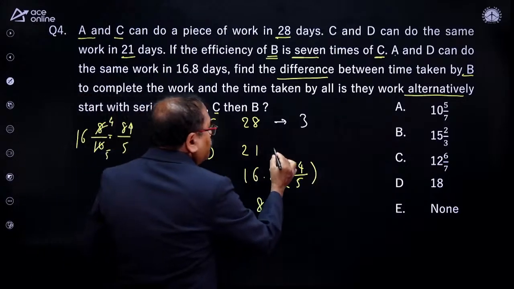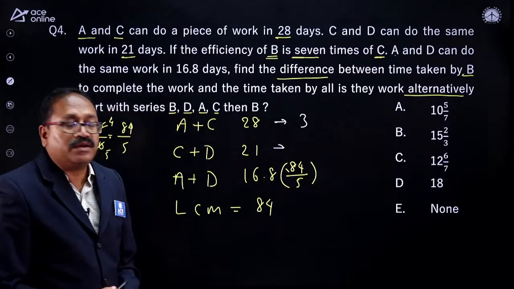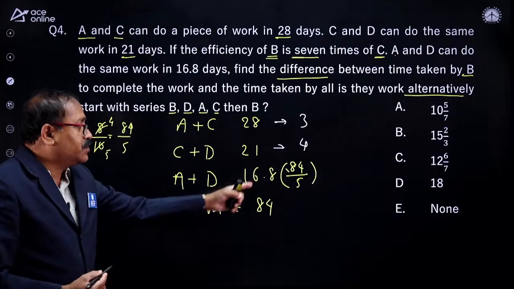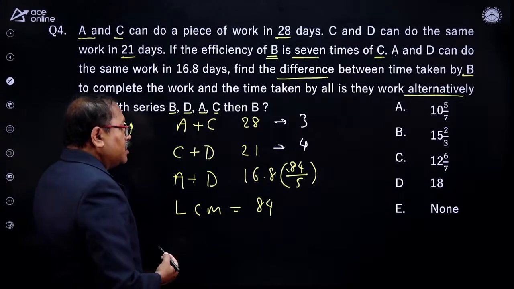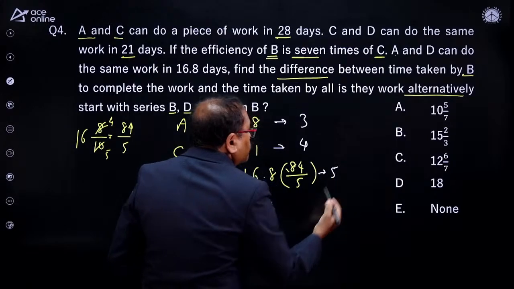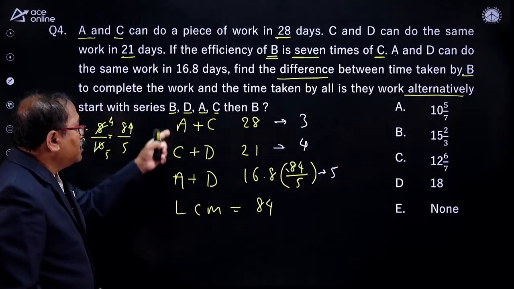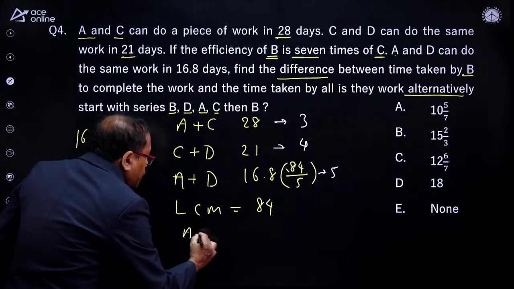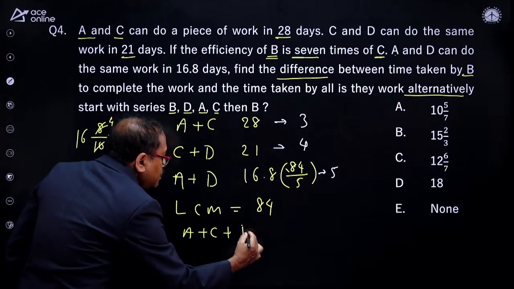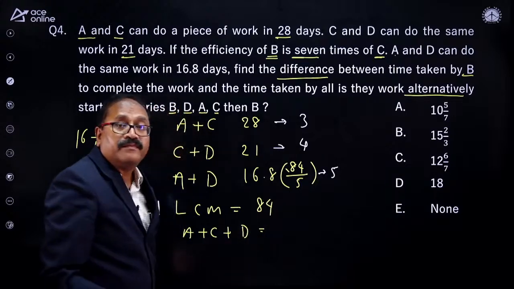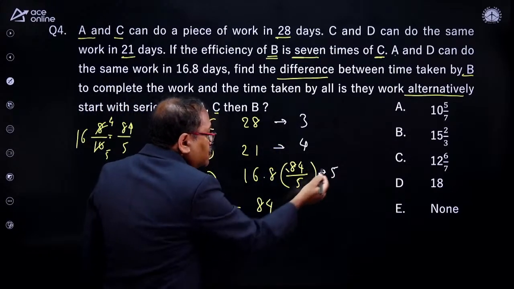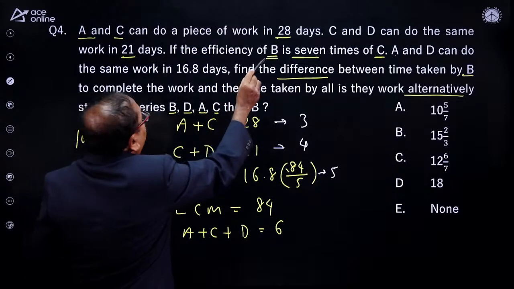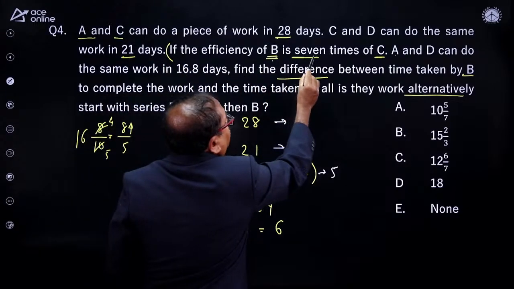And what about C and D per day? So 84 divided by 21, which is 4 units per day. And A and D per day how many units? 84 divided by 12, and then it comes 5 units per day. So it is 2A, 2C, 2D. That means A plus C plus D, सो इसके हाफ हो गए, that is 7, 12 के हाफ 6 units per day.